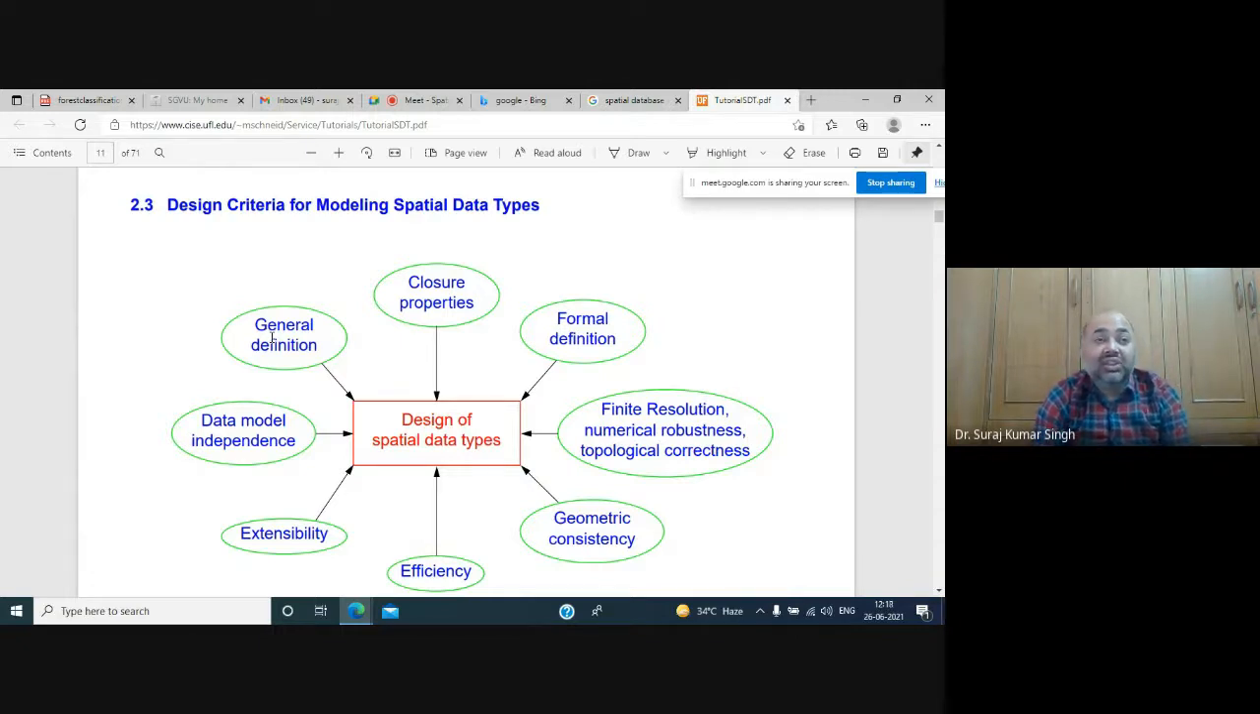Then you will be seeing the geometric consistency, because whenever you are going for any kinds of spatial measurement, we are going for its spatial location, and for that the spatial connectivity, the geometrical consistency is very important. Then you will be going for various kinds of finite resolution, numerical robustness, topological correctness, formal definition, and finally the closure properties.